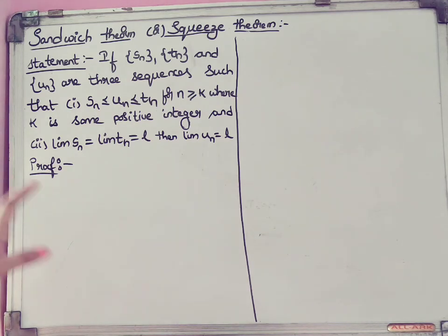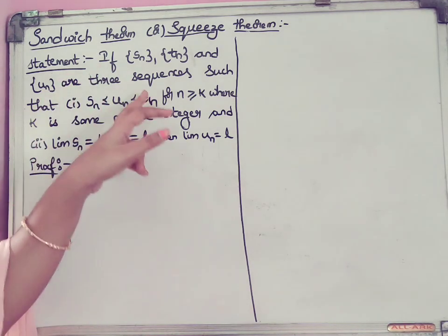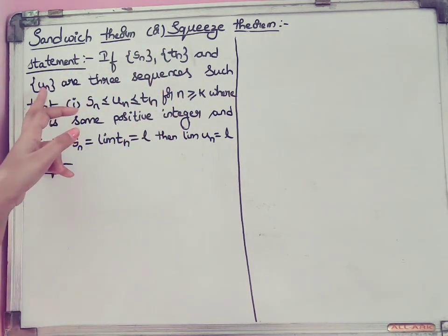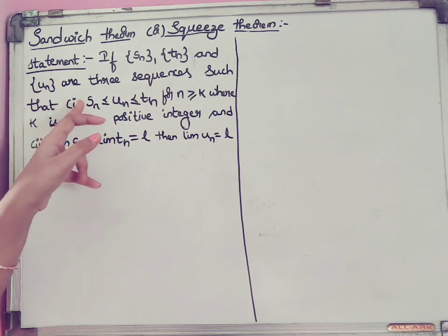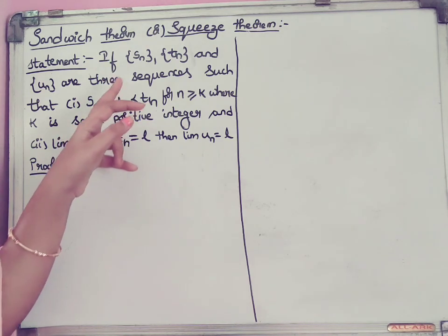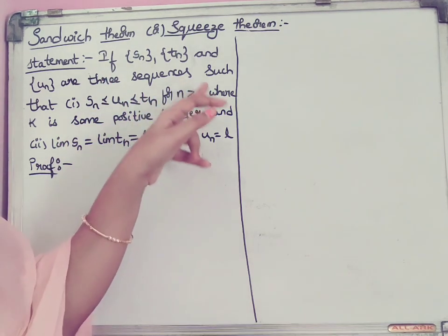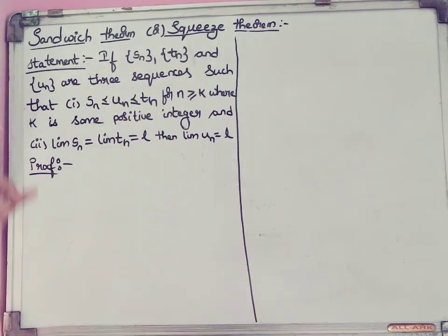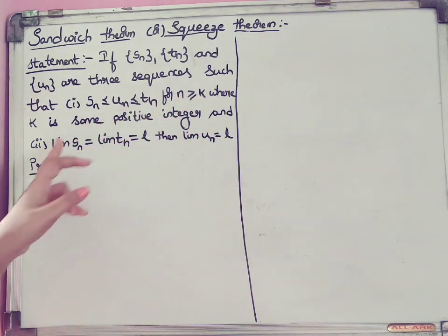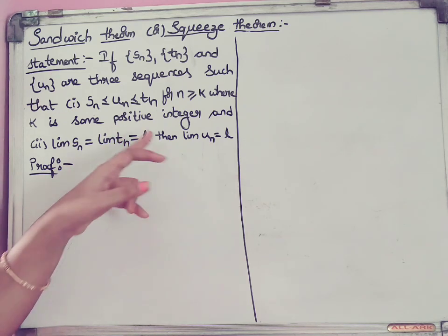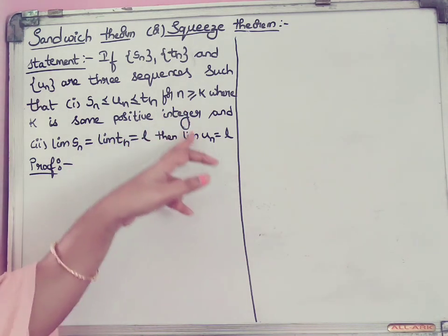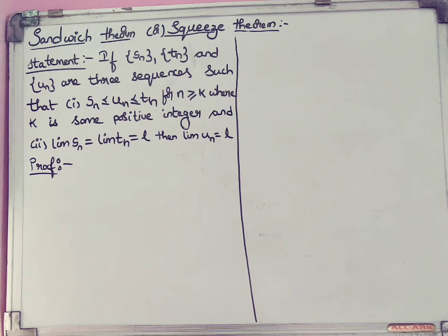See here, what is our statement here? If sequence Sn, sequence Tn and sequence Un are three sequences such that first condition, Sn less than or equals to Un less than or equals to Tn for n greater than or equals to k, where k is some positive integer. And second condition, limit Sn is equals to limit Tn is equals to L. Then we need to prove limit Un is equals to L.